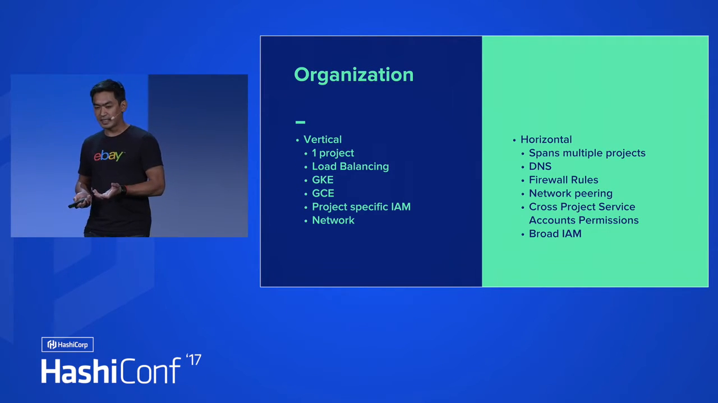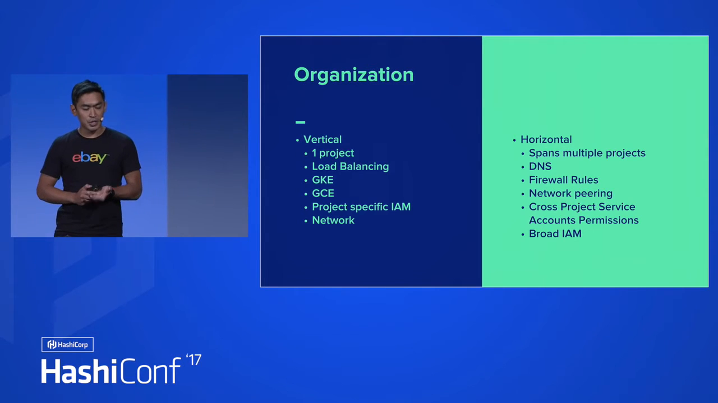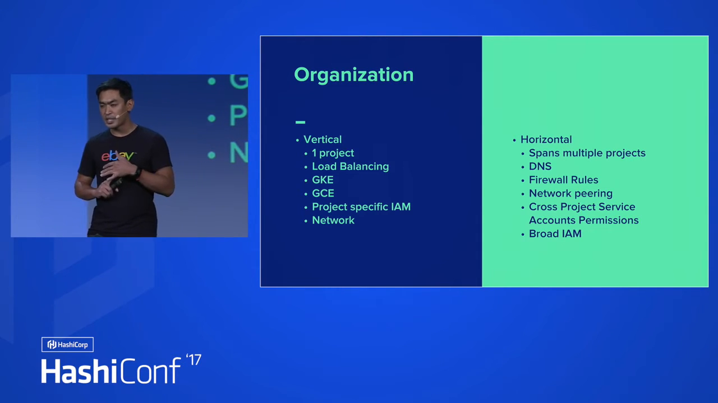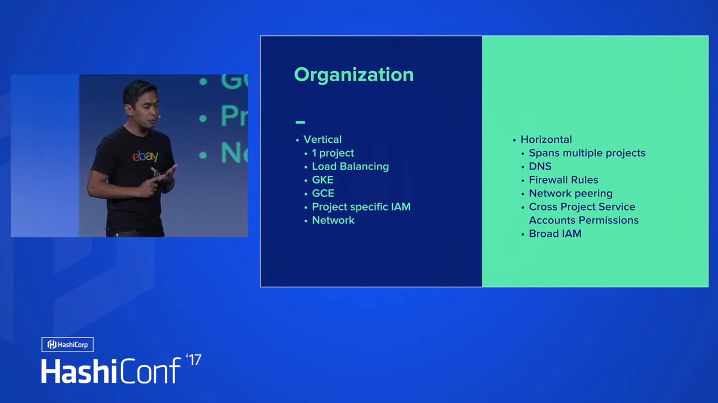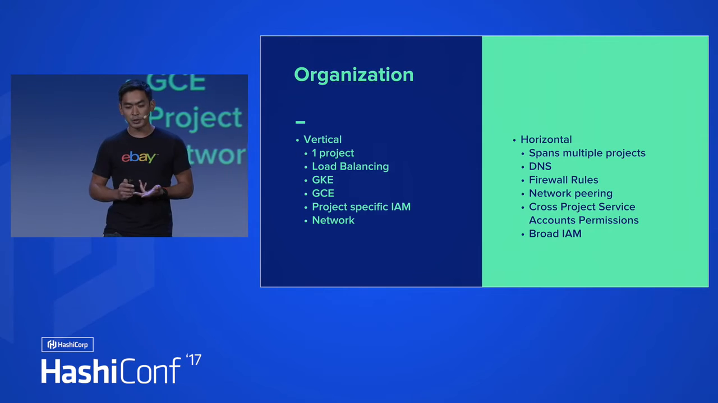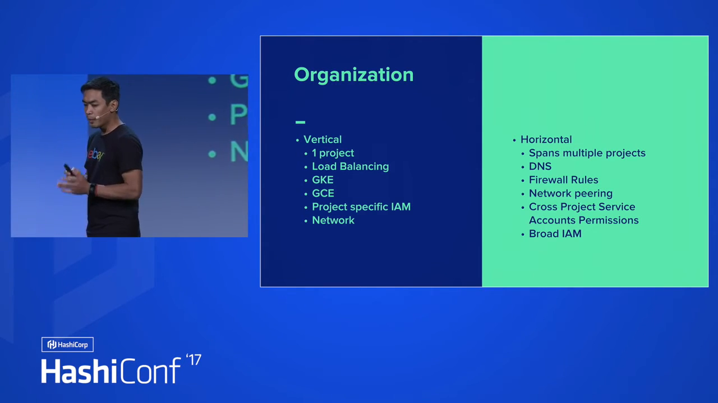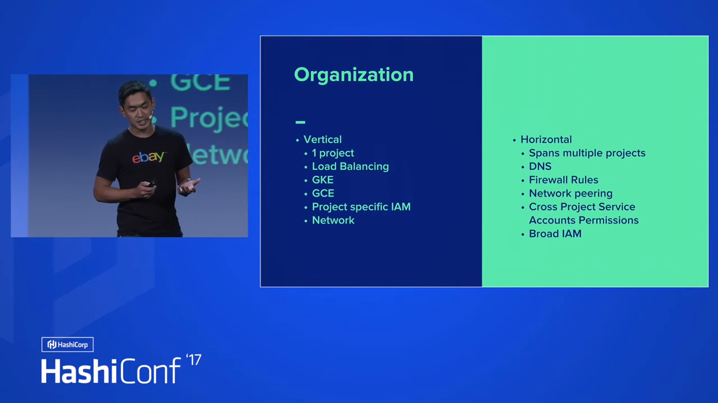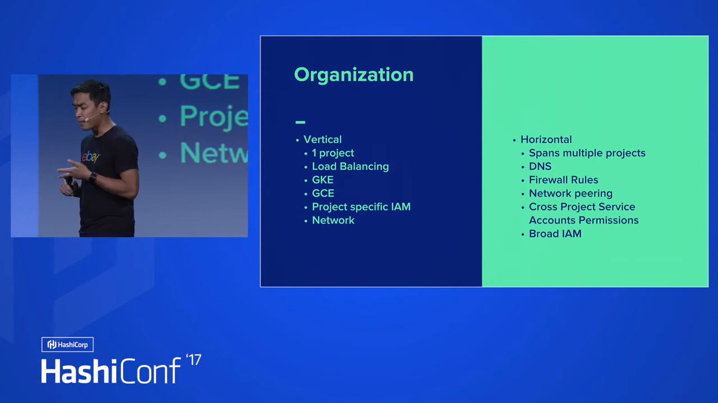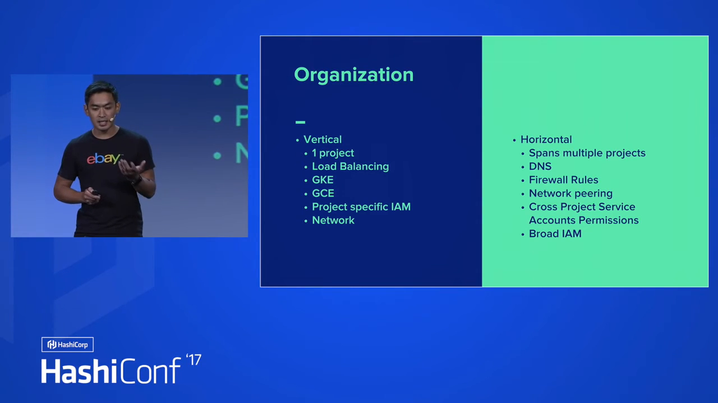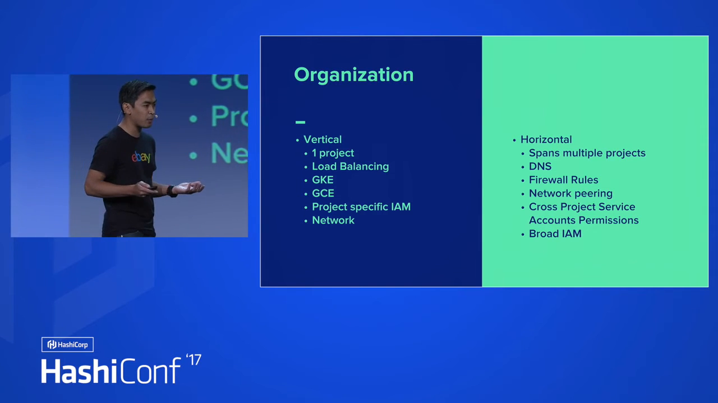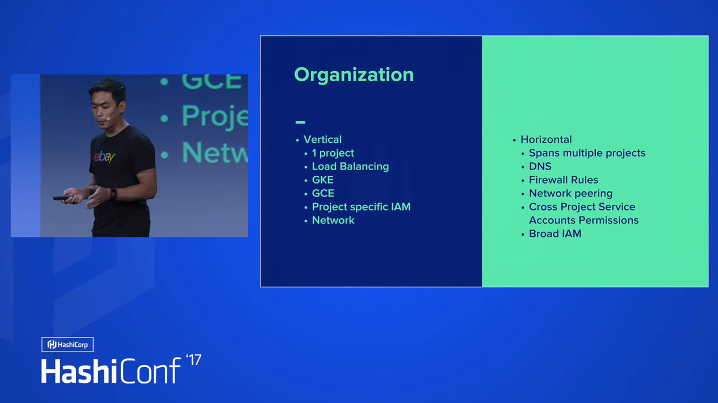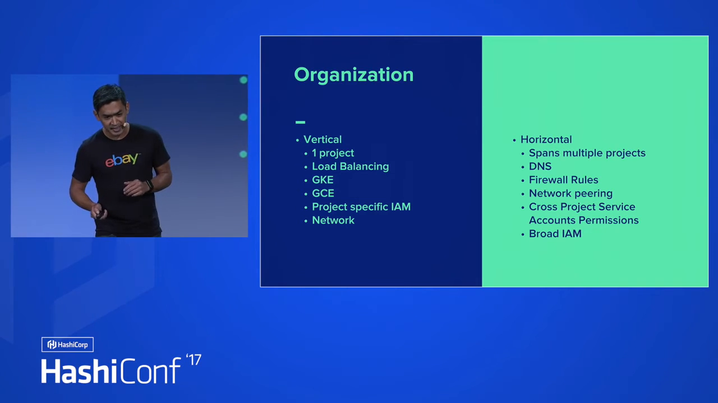The way that we've been organizing all of our modules is in two ways. Vertically, per project, so you could manage load balancers, your GKE clusters, your GCE instance groups, and create some project-specific IAM policies, and also maintain your network, all within one project. But we also had the need to span multiple projects. So we have horizontal organization through DNS and firewall rules to maintain our network peering, to maintain those cross-project service account permissions, and also to maintain broader IAM policies. So basically, by joining one of our Google groups, you get view access for a majority of the projects. Something like that was maintained there.